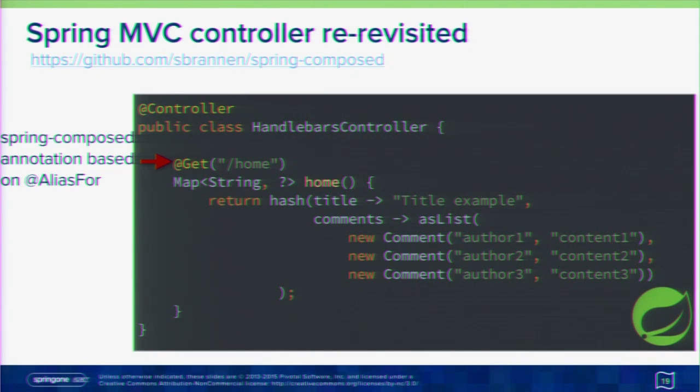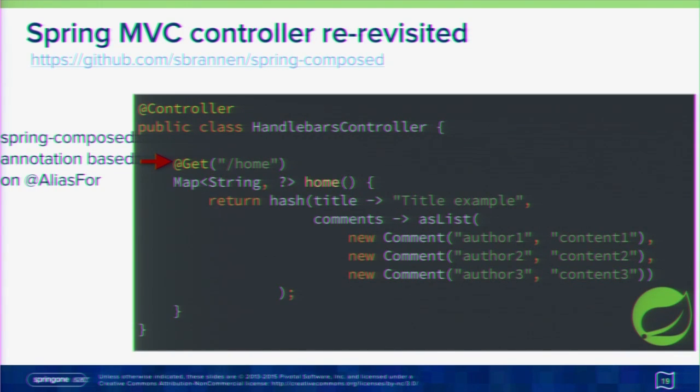Spring Compose is a project created by Sam Brannen in order to provide some kind of predefined annotation aliases based on this feature. For example, in this code example, we are using @Get. You can use @Post, and there is other annotation shortcut. This is just a shortcut for the @RequestMapping method equal request method equal get, etc. So that's just aliases, but that allows you to write some shorter code.